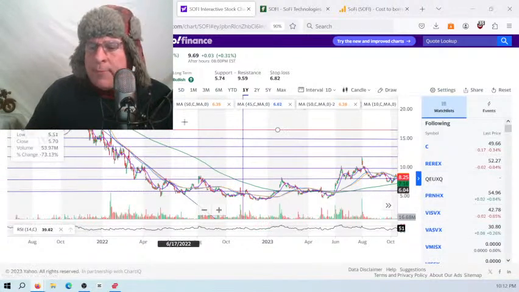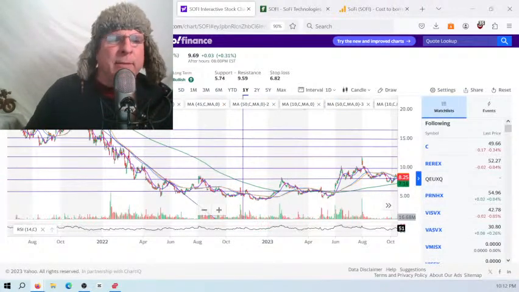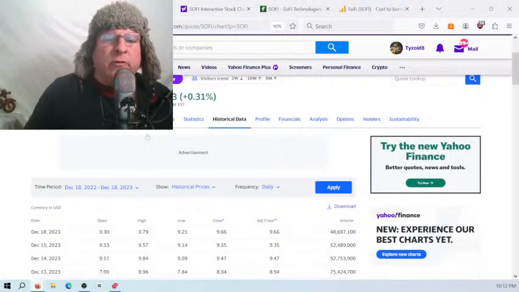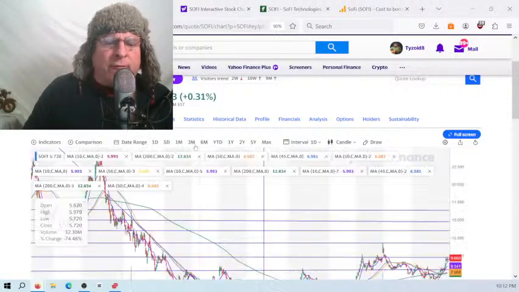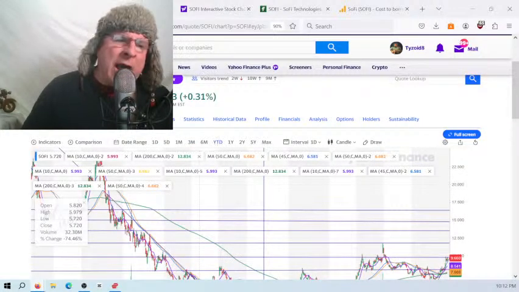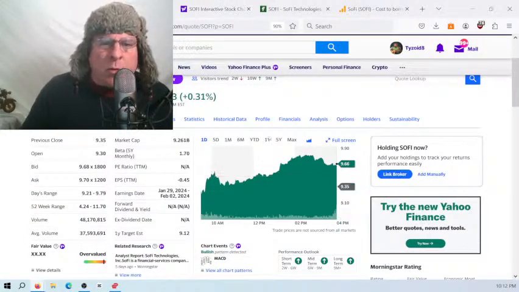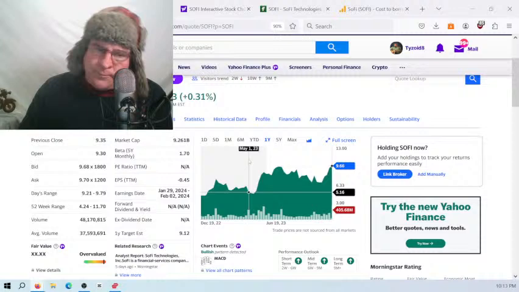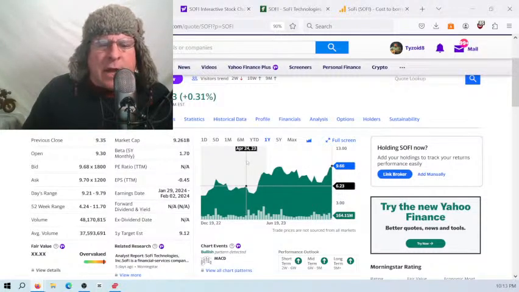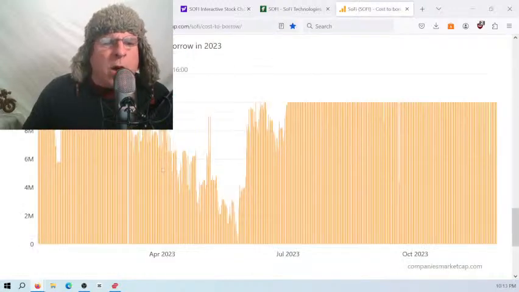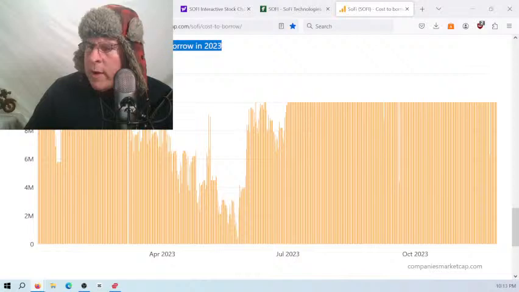And I wanted to show you something here, Hurricane. Check out this action right here. When you get in here on this chart summary for SoFi, and you look at the 1 year chart, and I should do it on the summary page because it's easier to see that way. All right, let's get to the 1 year chart. Folks, this is the thing that you need to understand the most about this stock, in my opinion, and that is this was the number of shares SoFi had available to borrow in 2023.